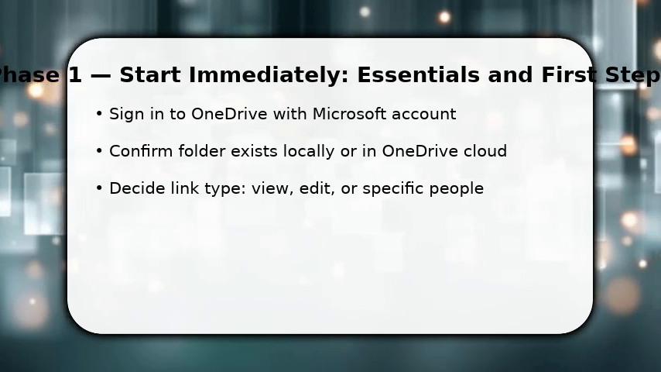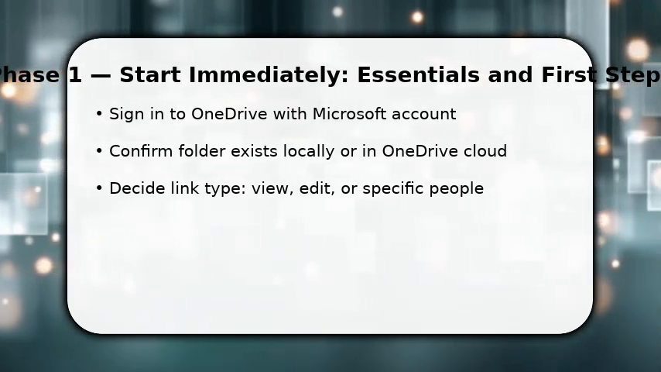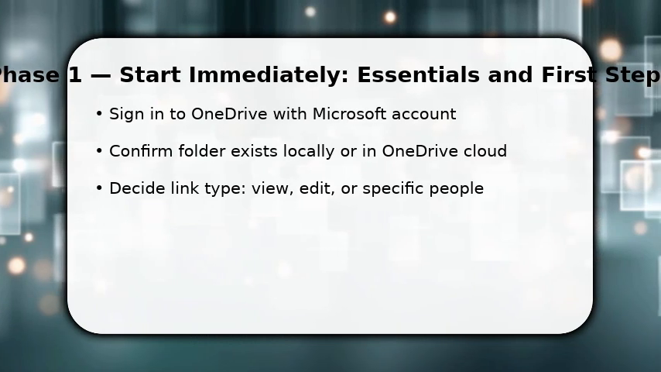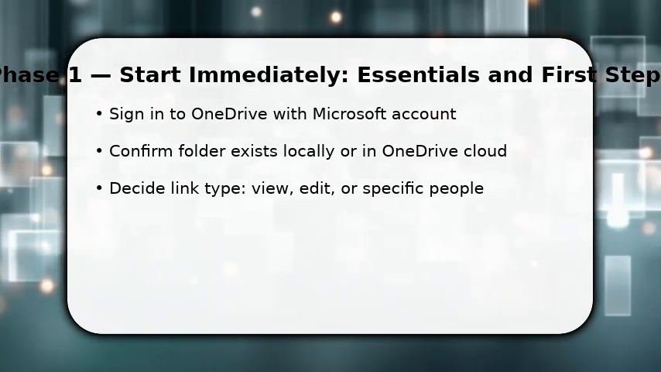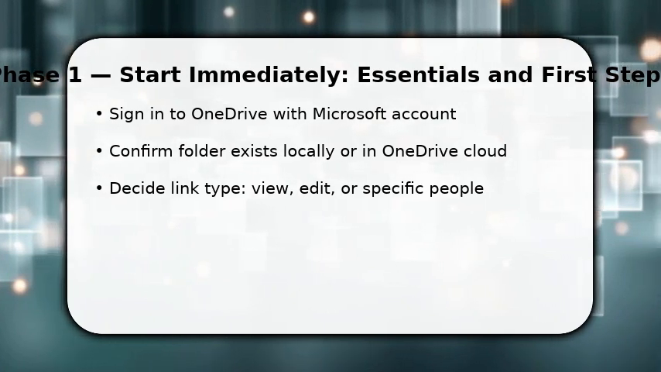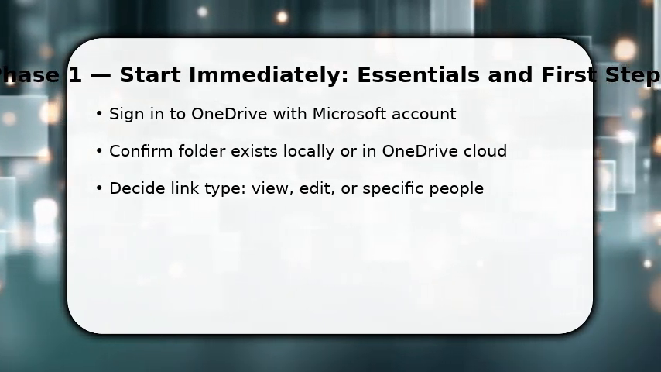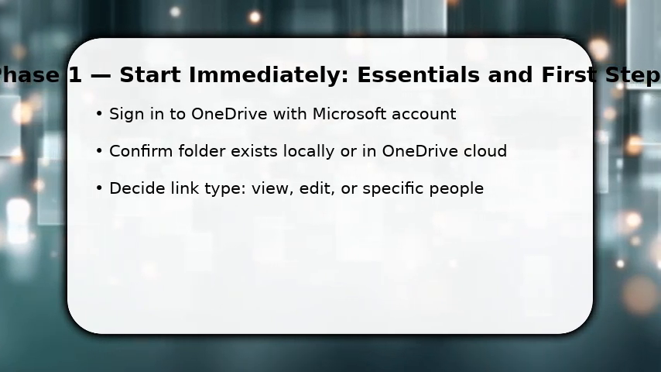You start by signing into OneDrive, use your Microsoft account, and make sure the folder you want to share is synced or uploaded. Once done, locate the folder in the OneDrive web or desktop app and right-click it to reveal sharing options. This gets you straight into permissions.